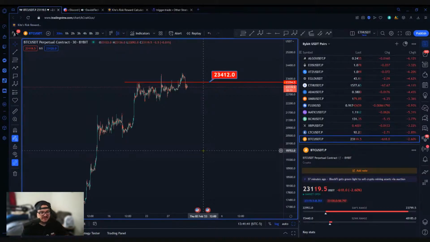And hopefully these shorts play out. We can go ahead and I'll show you guys the after effect if this is going to play out. Hopefully it does, though. Things are looking pretty good in my opinion for the short side at least.